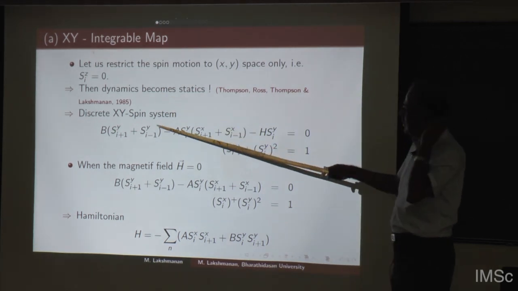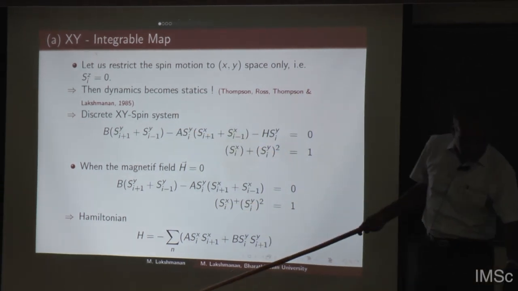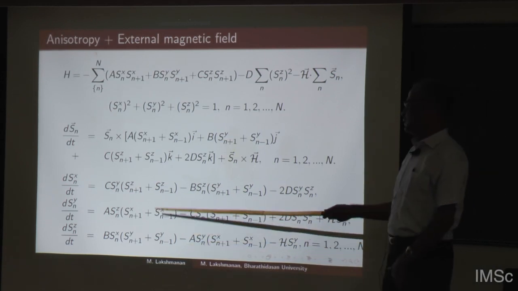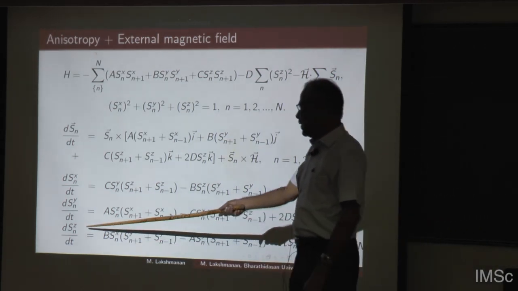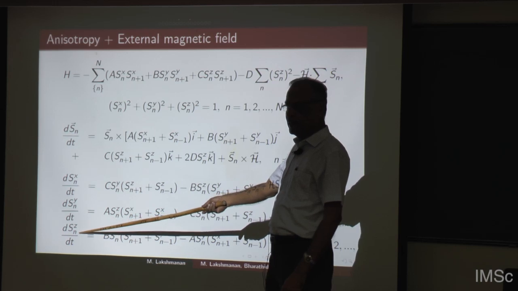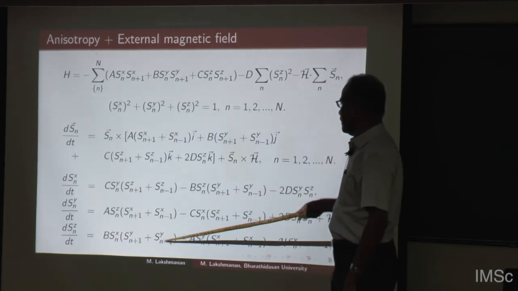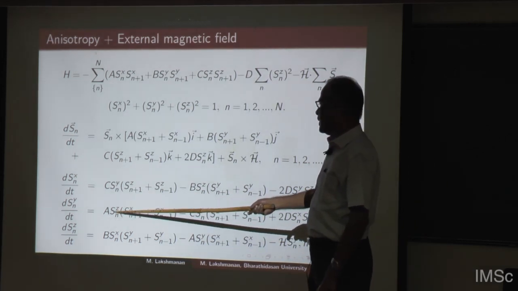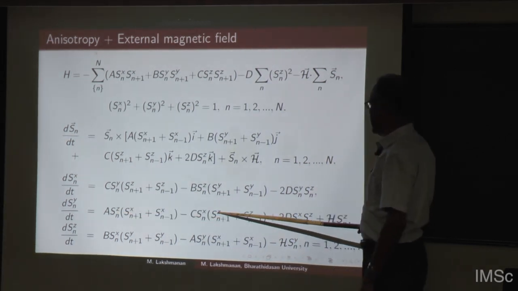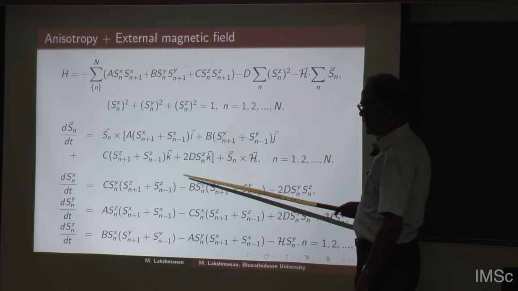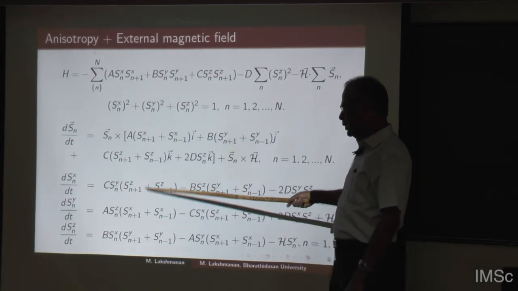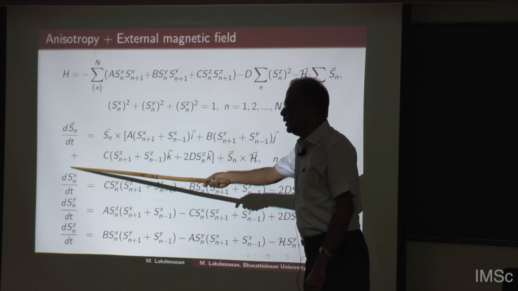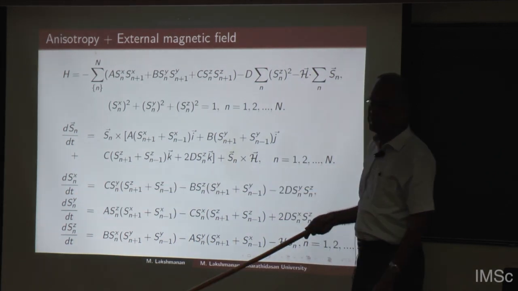If you look at this equation, suppose I take Sz as 0. Then the left hand side is 0, and the right hand side will also be equal to 0. But look here, here S_n^z is 0, here you have S_n^z, here you have Sz, here you have Sz. So all these things vanish, and so this is a constant. You can take that to be 0.